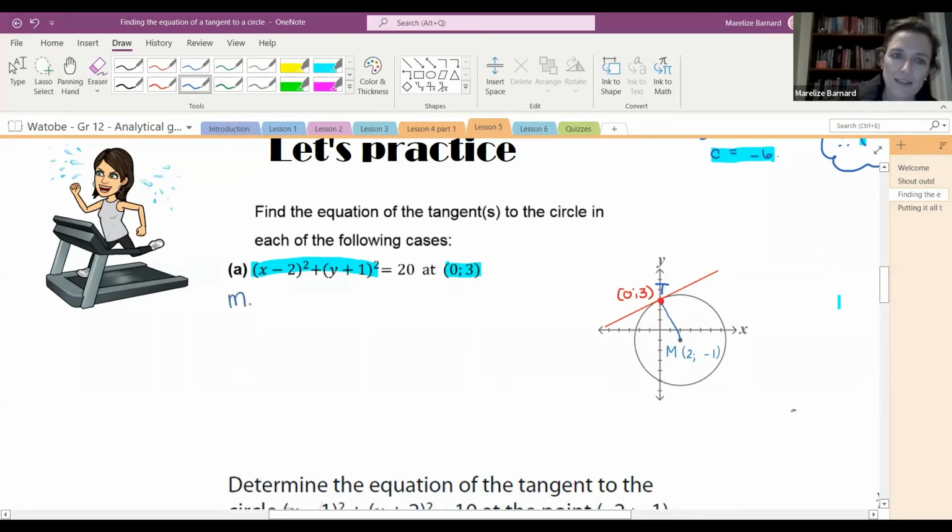So the gradient of MT is the change in y over the change in x, so 3 minus 1 over 0 minus 2. That gives me 3 minus 1, that's going to give me 4 over -2. 4 divided by -2 is -2. Okay, so that's the gradient of the radius.